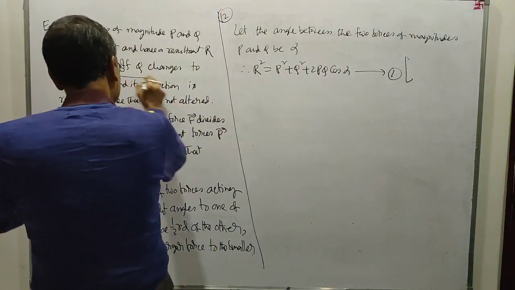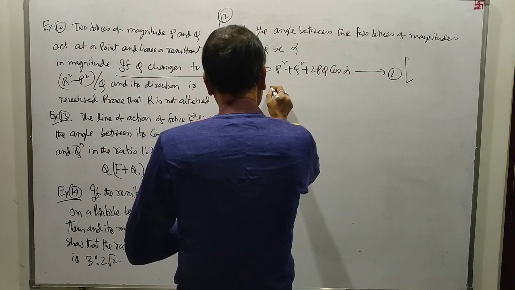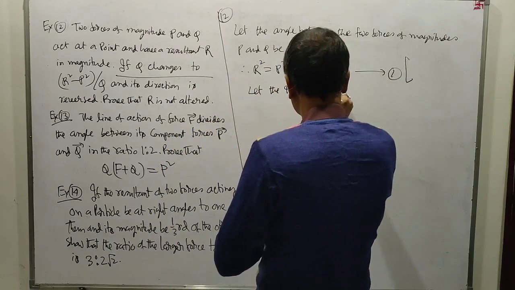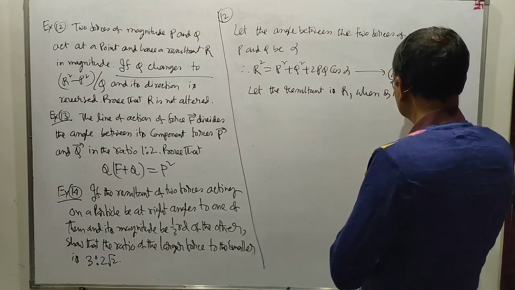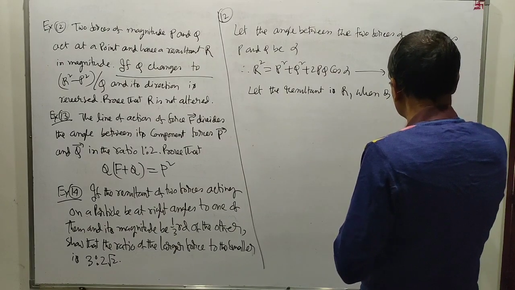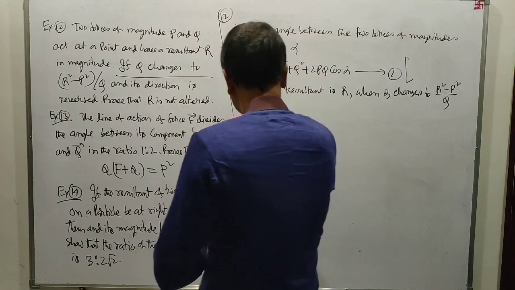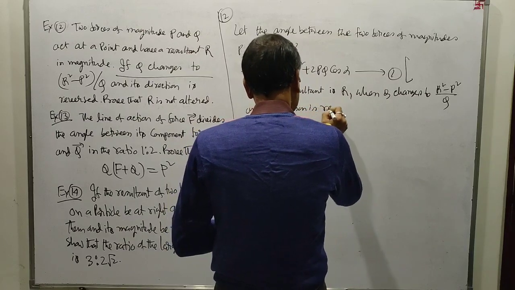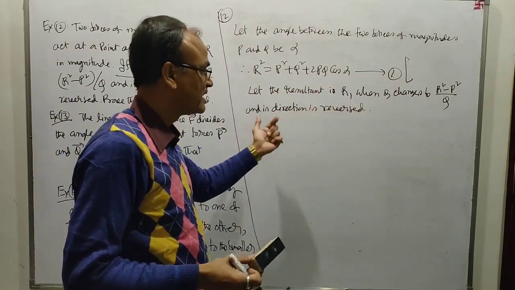Now, according to this question, let the resultant be R1 when Q changes to R square minus P square by Q and its direction is reversed.